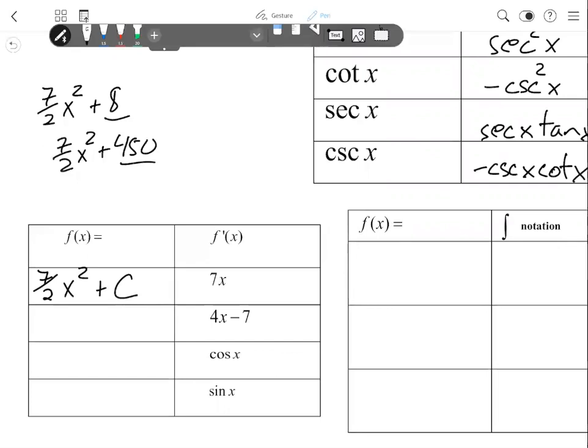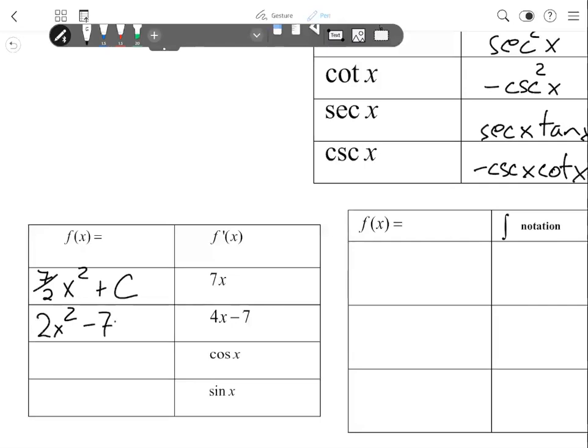So using that information, let's look at the next one. I have 4x minus 7. And so the derivative of what function would give me 4x? Well, that would be 2x squared. Derivative of 2x squared, 2 times 2 gives me 4. I subtract 1, that gives me the x. And the derivative of what would give me negative 7? Well, it would have to be negative 7x. And then I need to put in the plus c.